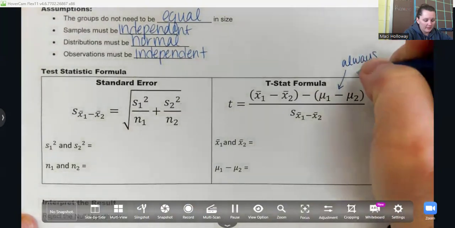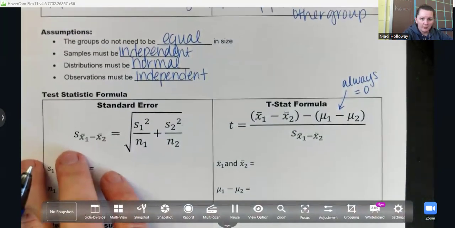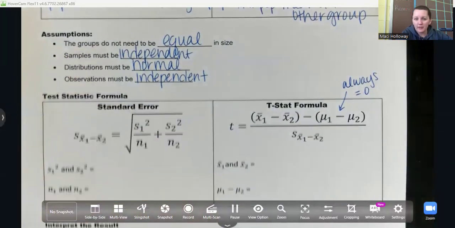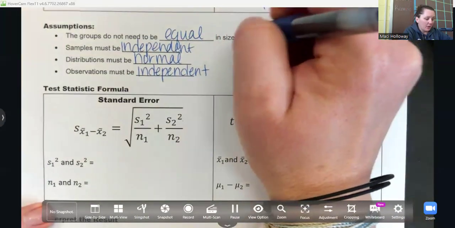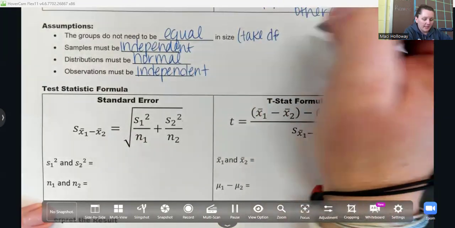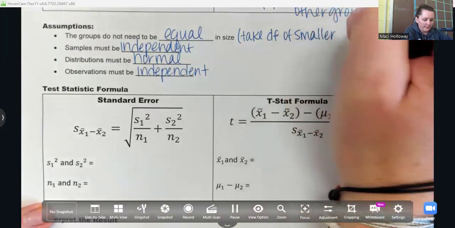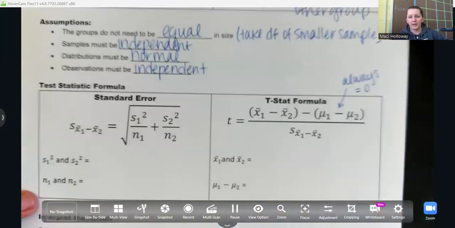I'm going to write this: always equal to 0. I do want to add something else up here that I forgot to mention. When the two groups are not equal in size, that could affect us finding our degrees of freedom, because our degrees of freedom are n minus 1. Which n do we take if we have two groups? We're going to take the degrees of freedom of the smaller sample. Just an FYI on that one.